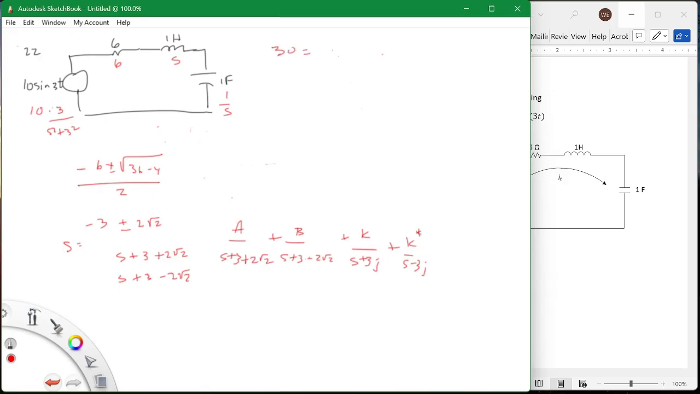$30 equals A times what? S plus 3 plus 2 square root of 2, minus 2 square root of 2 plus B times S plus 3. Oh, and also it's got to be times all that other stuff. Yeah, I forgot all that other stuff. I've got to go back.